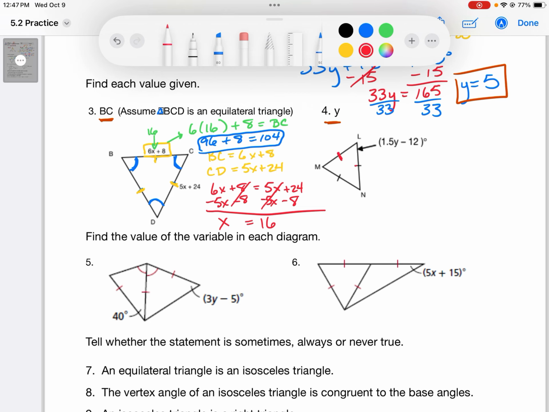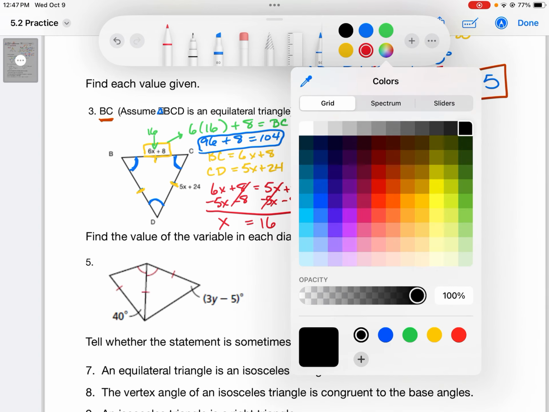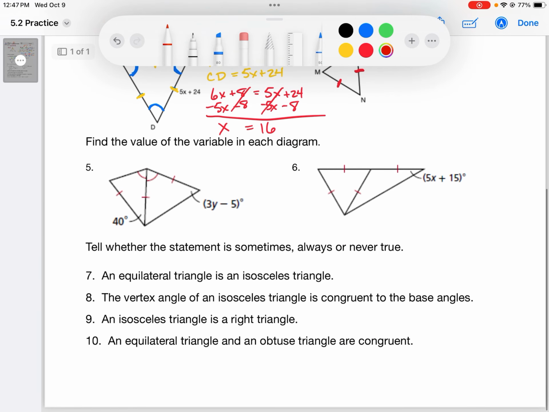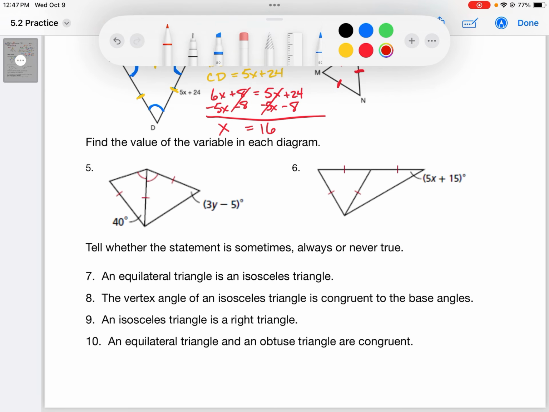Number 4 is similar. As you can see, it is an equilateral triangle, and you're trying to solve for y. So I'll let you work through and figure that one out. I'm going to move ahead to 5 and 6. It says find the value of the variable in each diagram. So in number 5, I'm looking for y, and in number 6, I'm looking for x.